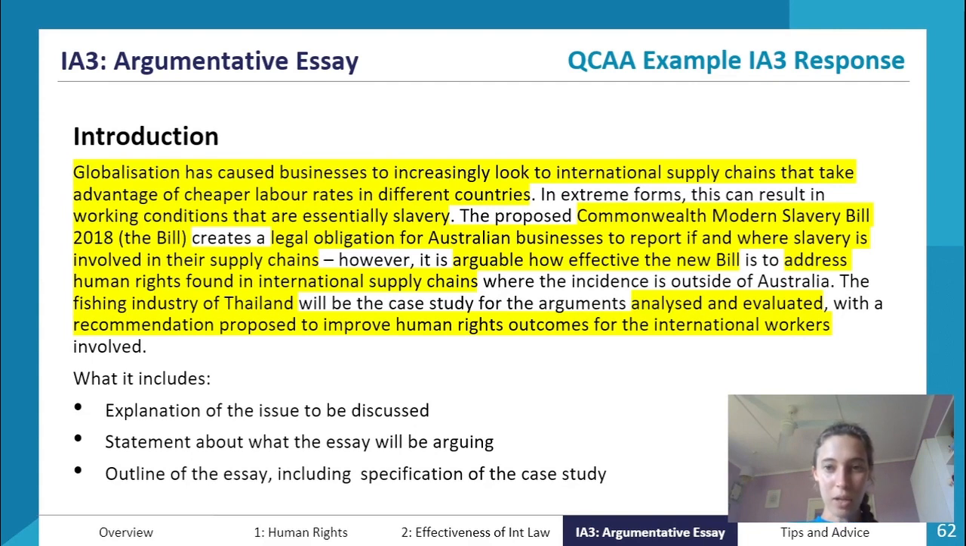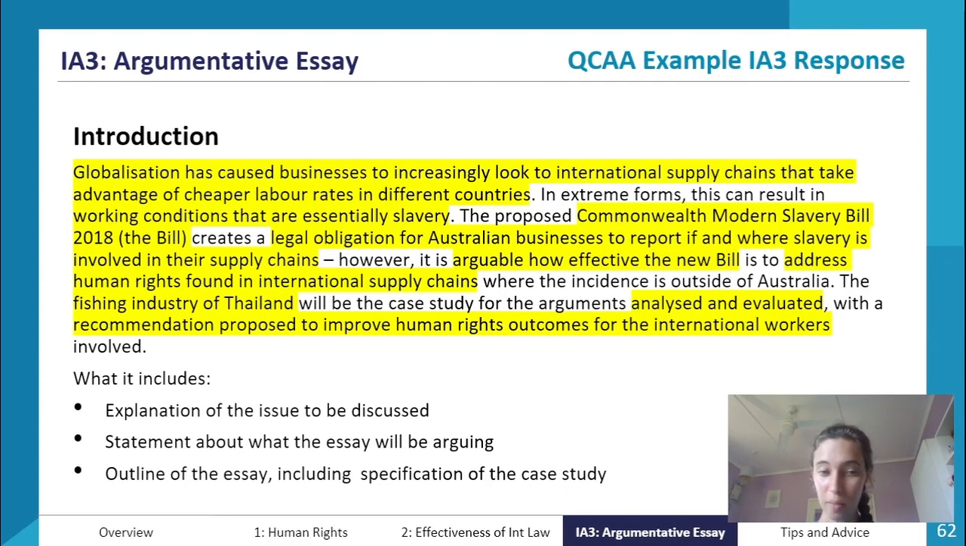So, like I mentioned, the QCAA has the syllabus. They have example tasks like the one we just looked at, and they also have example responses. So these responses will be labeled with how they were marked. So you'll be able to see the marking rubric and what it scored for each of the criteria. And it also has highlighting throughout to show you how the response correlates with the criteria.